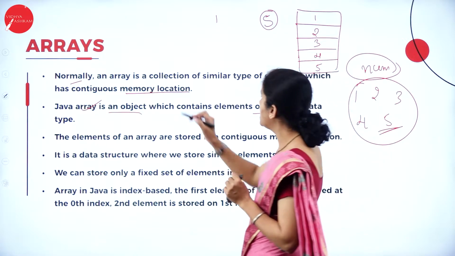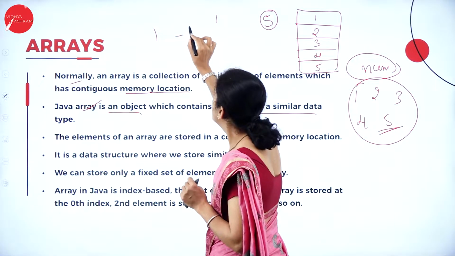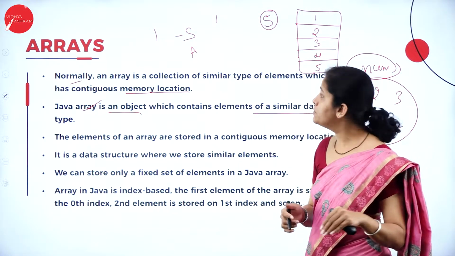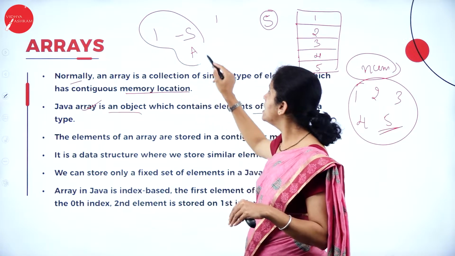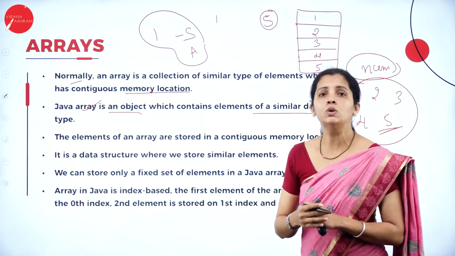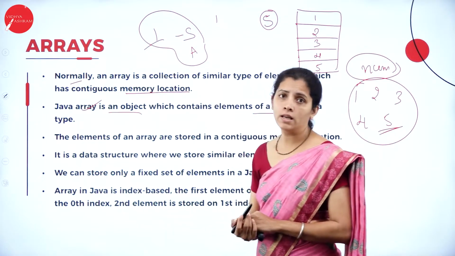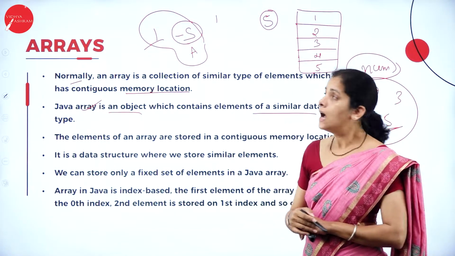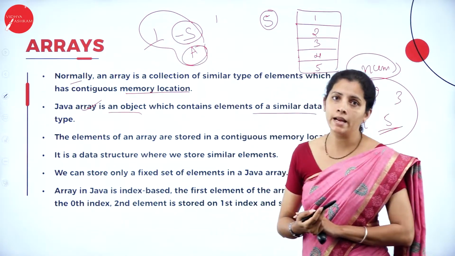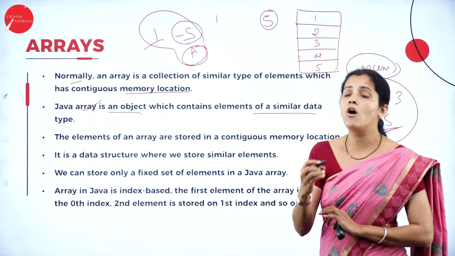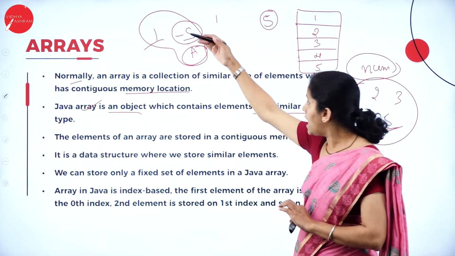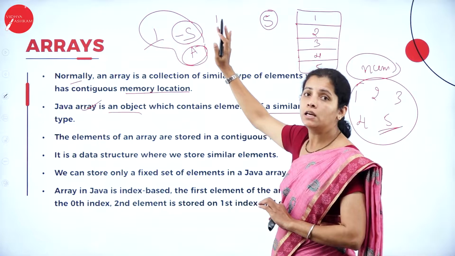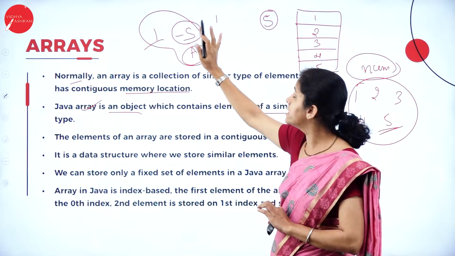For example, think that I have 1, I have -5, I have A. Now tell me, is it possible to store these 3 elements in one single group? No, because 1 is a whole number, that is nothing but an integer. If I consider -5, it is a negative number. And if I consider A, this is a character. All the elements are of different types. I'm not able to store different types of data in a single group or under a single name.